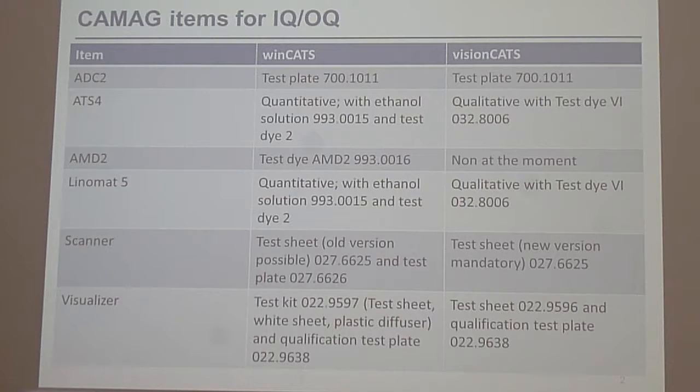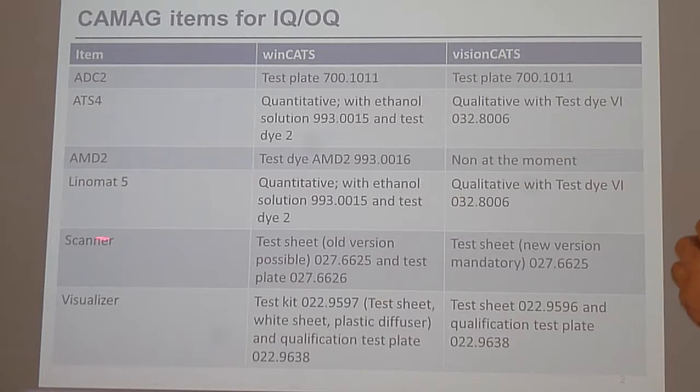Mainly our IQ/OQ is also a little blind on the white side. The white lamp, we just forget about that. So we are just on the 366 and 254.